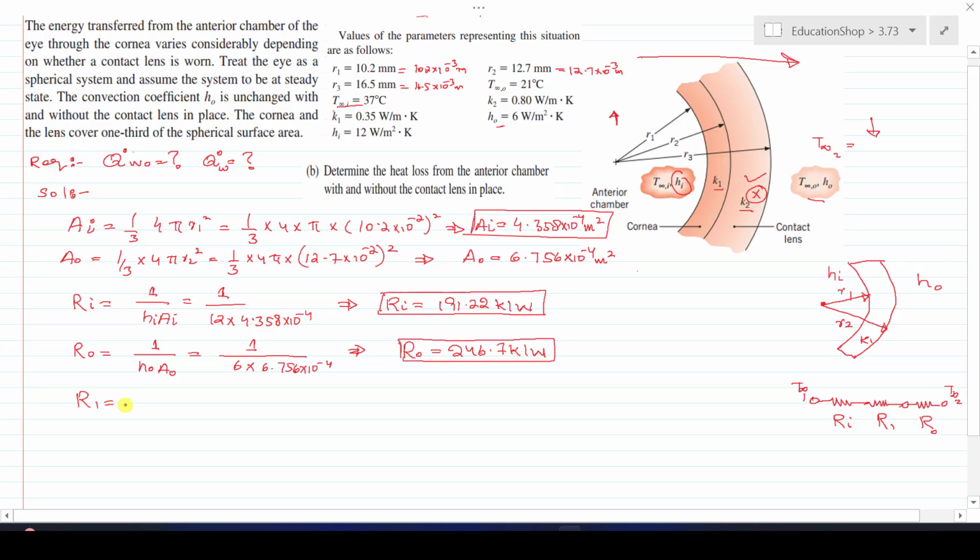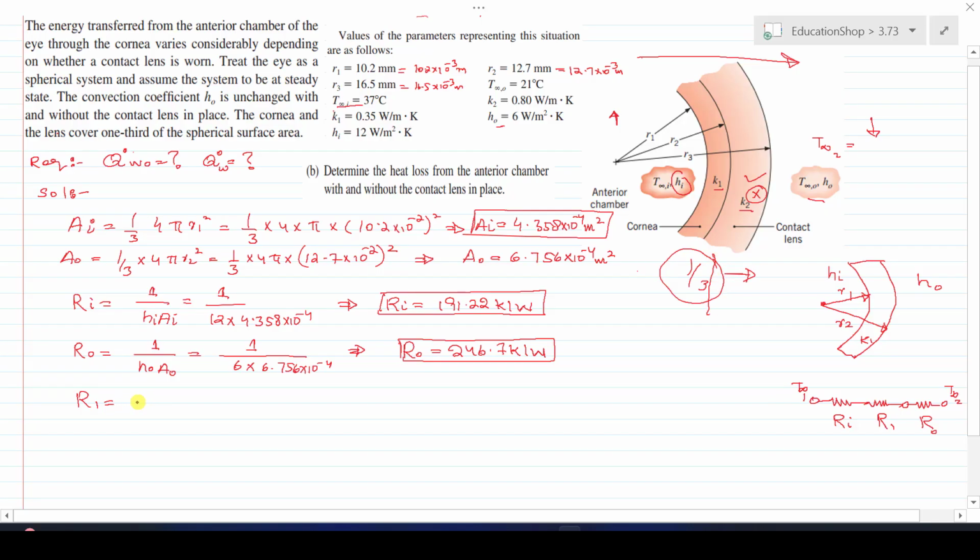This is the R1 value. R1 is the resistance that is offered by this spherical shape of the cornea. Resistance offered to the heat transfer by this spherical shape of the cornea. Remember, this spherical shape of the cornea is 1/3, not the whole sphere. Just a portion of the sphere, meaning 1/3. This is the 1/3 portion.